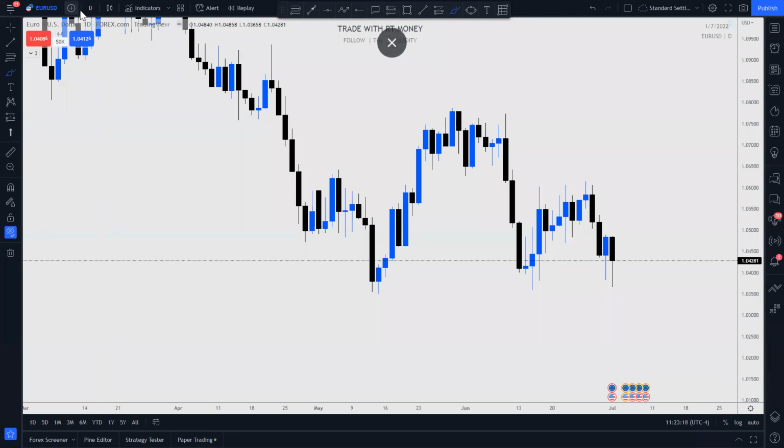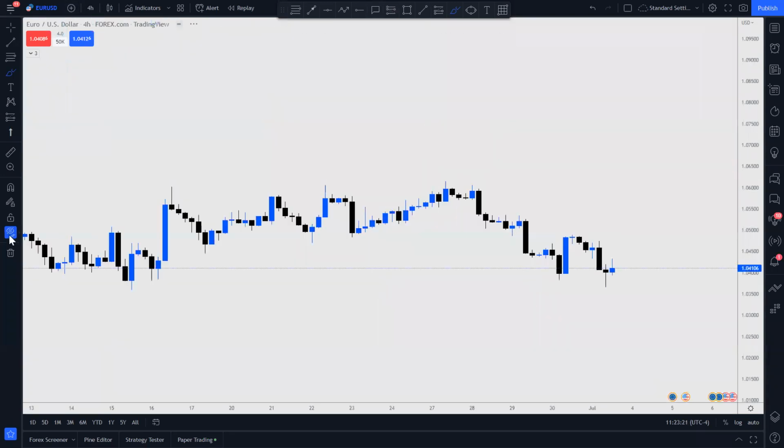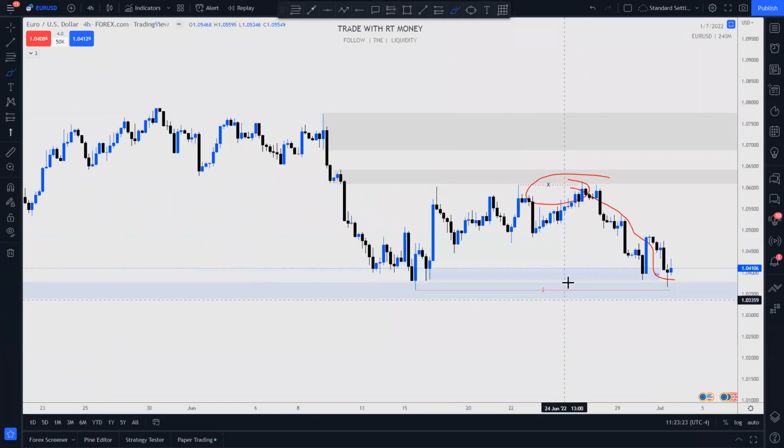When the higher time frames are bearish, we go to the 4-hour and look to handle our business, right?